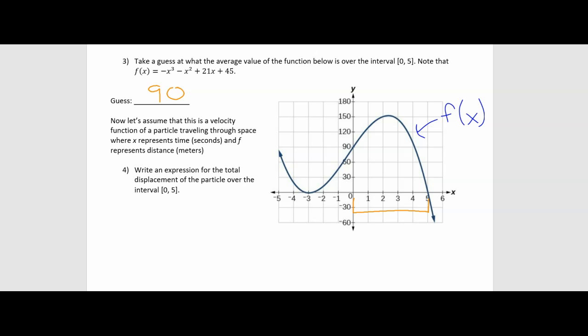So we're first going to assume that this is a velocity function, where x represents the time in seconds and f represents the distance in meters. So the first thing we're going to do is write an expression for the total displacement of the particle over the interval 0 to 5. So think about, do we need any absolute value signs for displacement, or do we only need them for net and total distance? See if you can write that expression. It's going to be an integral expression.